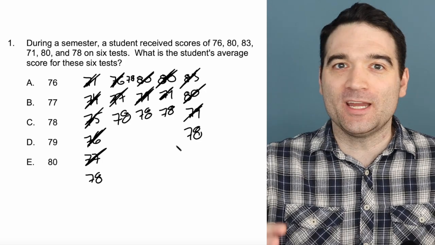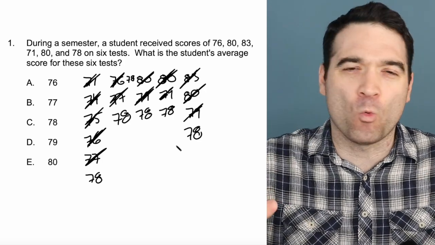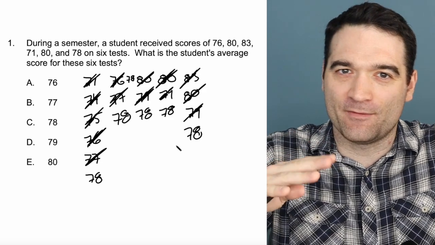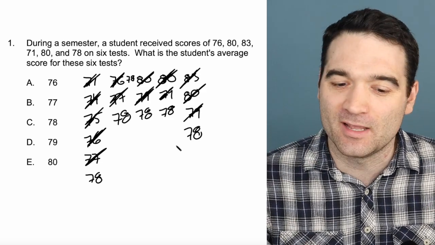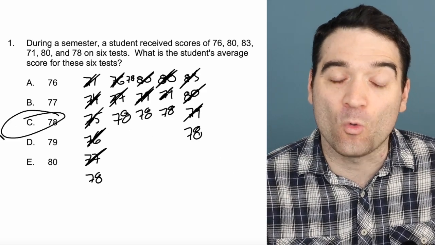So when I redistribute it all, think of it as like water in a container. It eventually kind of like evens out. It all evens out to 78, which is the average here.